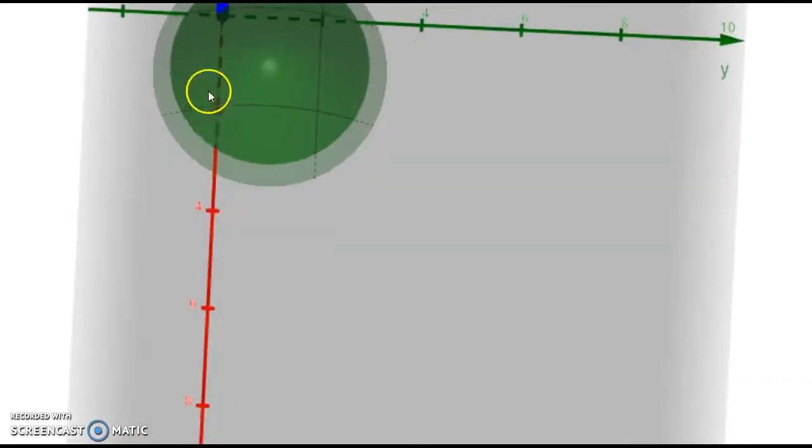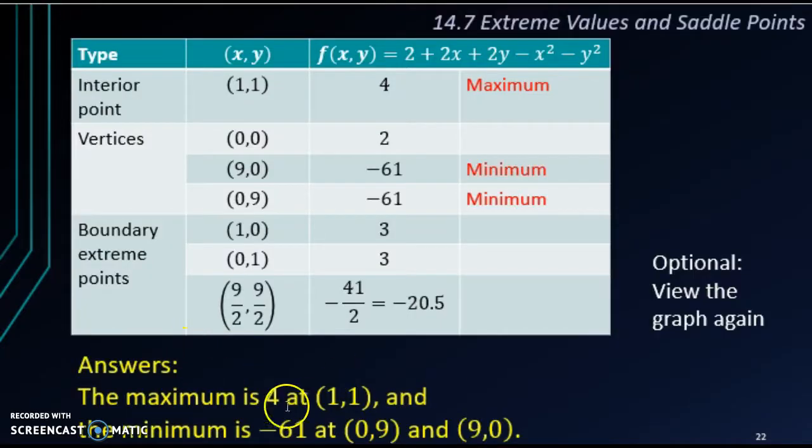This is the scale of 2, so you see this white dot, it is at 1, 1. So come back here. So we can say the conclusion. We can write here the maximum is 4 at 1, 1, and the minimum is negative 61 at 0, 9, and 9, 0. Sometimes you can just write like this, or if you prefer, you can write the absolute maximum and the absolute minimum instead of just writing the maximum and minimum.